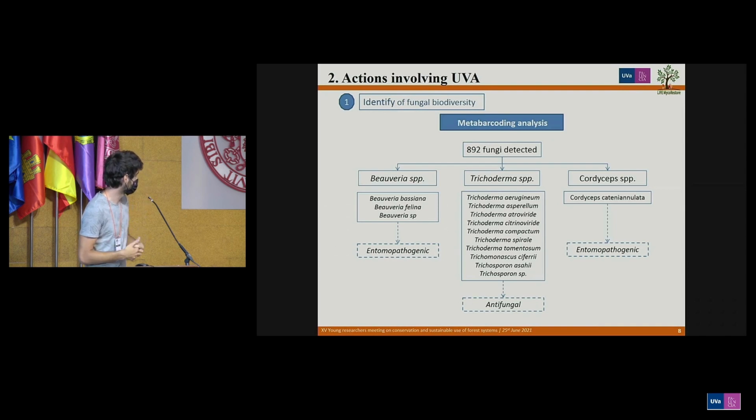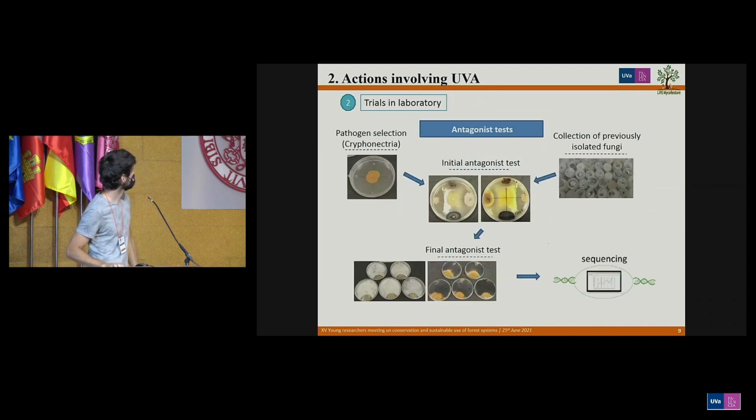There are 2 of these, Beauveria and Cordyceps, that are entomopathogenic, these fungi affect the insects, and we have Trichoderma that is an antifungal species.